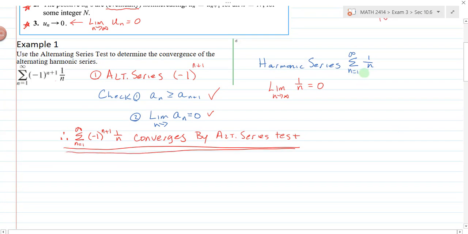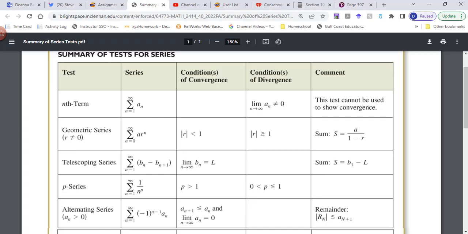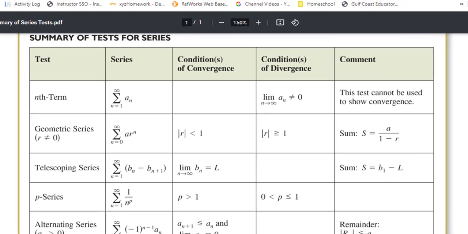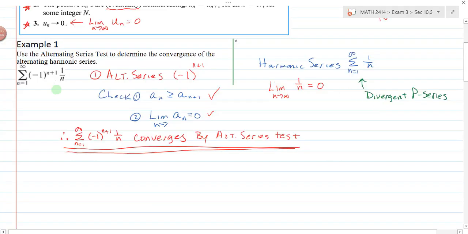But what about this series right here, just the harmonic series? What would we say about this series? The harmonic series is a divergent p-series. Look at your formula sheet. For a p-series, we said that if we have 1 over n raised to a power, if that power is equal to 1, then the series is going to diverge. But when we stick that negative 1 raised to a power in front of it, we see that the series converges.